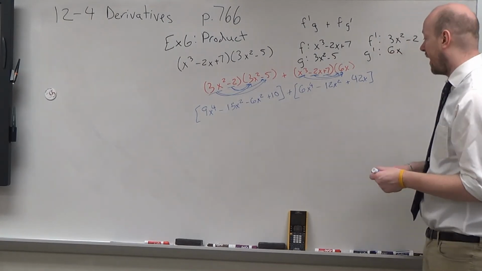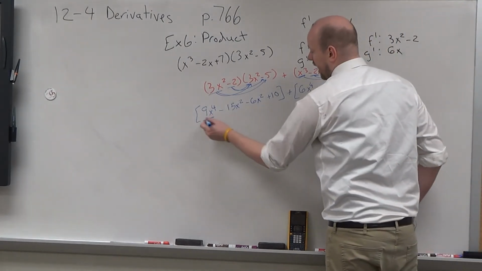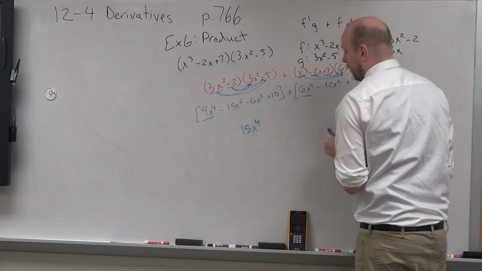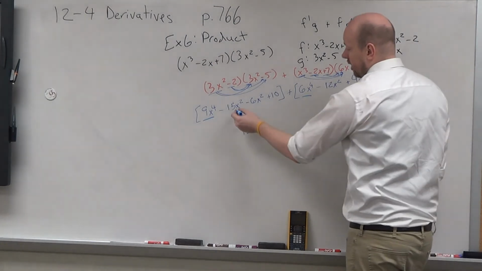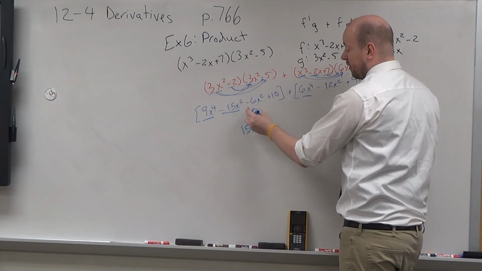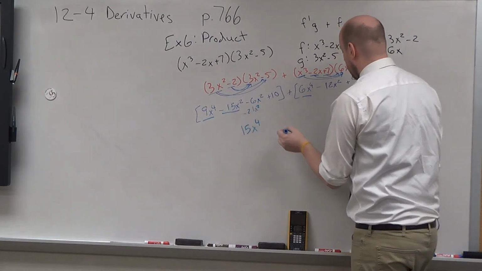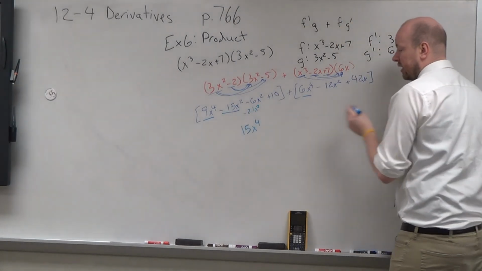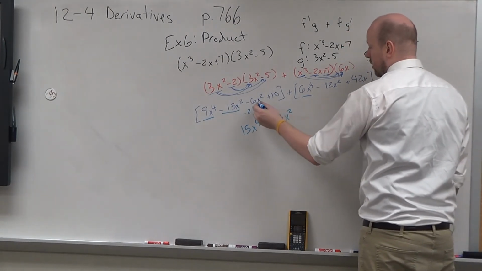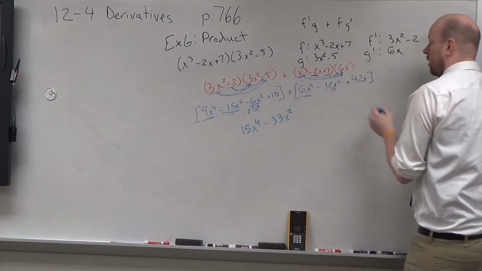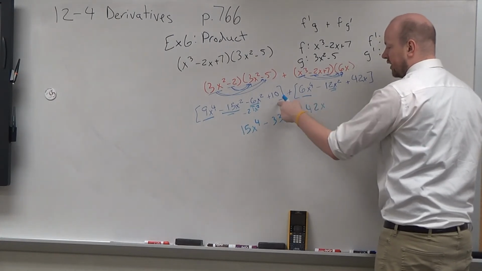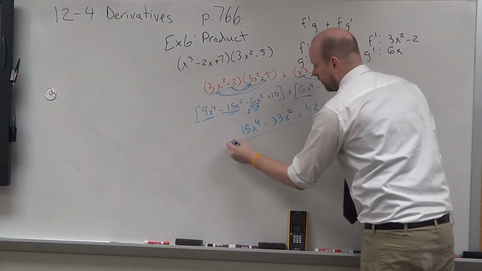Okay. And now I'm just going to combine like terms. Well, I get 9x to the fourth plus 6x to the fourth, so I get 15x to the fourth. Let's see, I get negative 15x squared minus 6x squared, so negative 21x squared, minus 12x squared, so I actually get minus 33x squared. And then I get just 42x. And then I just get 10.